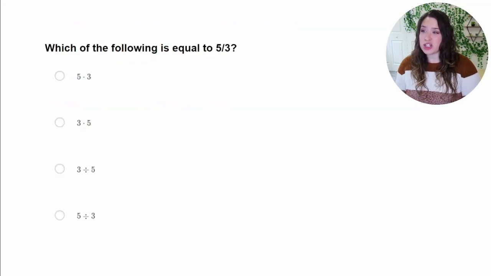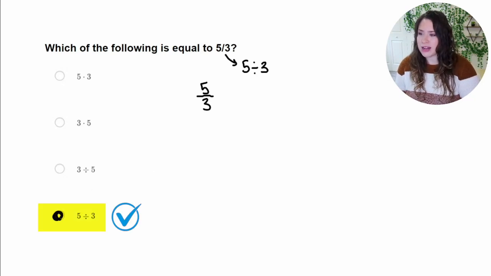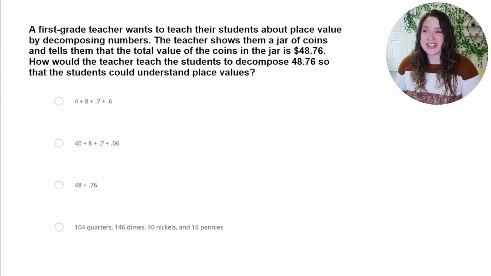All right, this next question says, which of the following is equal to 5/3? So it's important to remember that 5/3, that fraction, can be thought of as a division symbol. So this would be the same as 5 divided by 3, which we could see written this way, just like this is 5 divided by 3 in this way too. We can find that answer right here, 5 divided by 3. Let's take a look at this next question.